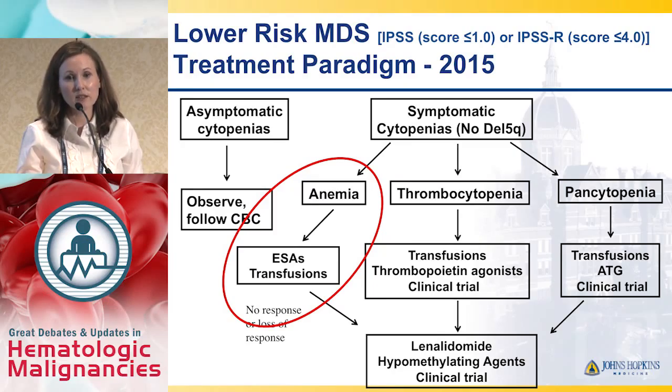So in terms of the current treatment paradigm, and I'll mention that we are speaking about lower risk MDS, and these are patients with low or intermediate 1 IPSS scores. That's a score of less than 1 or a score of less than 4 on the more recent revised IPSS. And I think there's a lot of different ways that people think about this, but this is how I think about the patients when I see them. And certainly in the context of asymptomatic cytopenias, it is very permissible to observe and follow the CBC until these patients really need therapy.